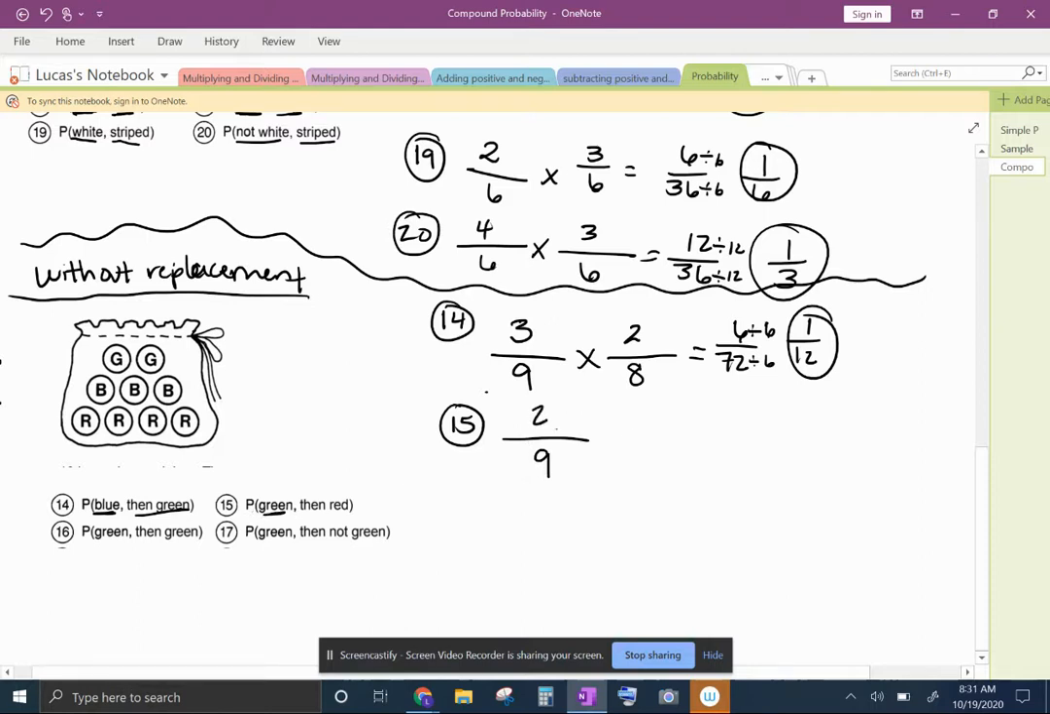Well, that's 2 out of 9 on the first pick. But once I get that green, I'm going to take it out. It's not going to be there anymore. And so now they want to know what's the probability of getting green, not replace it, and then getting a red. Well, getting a red is now, there's 4 favorable outcomes of getting a red, and there's only 8 in the sample space now. Look, 1, 2, 3, 4, 5, 6, 7, 8. Because I took out that green that I did on the first pick. And so now this is going to be 8 out of 72.